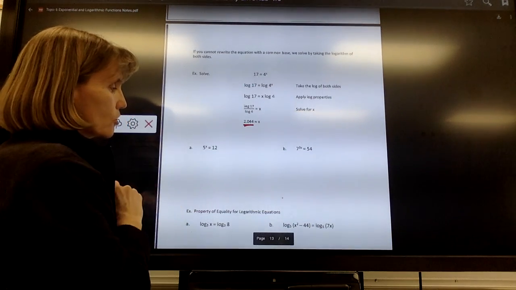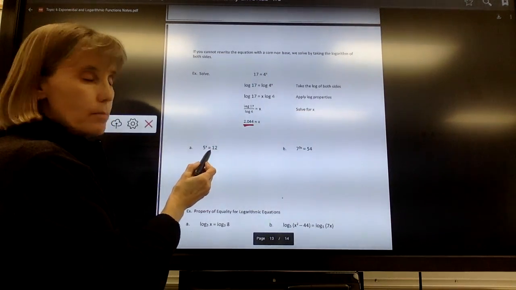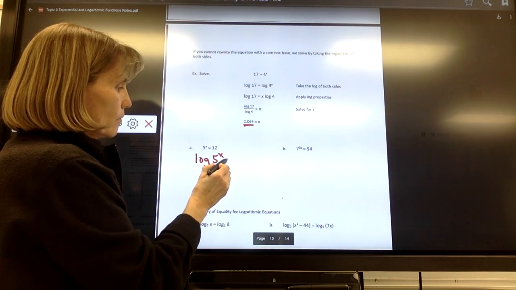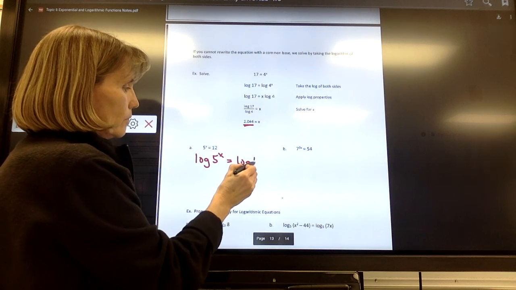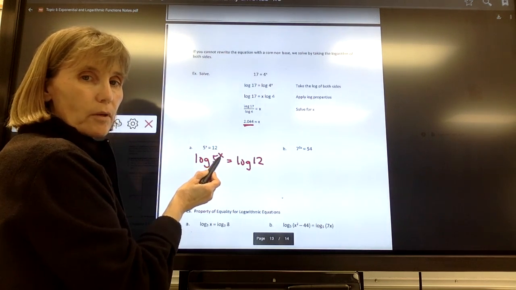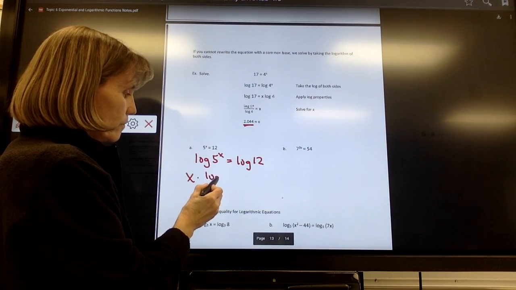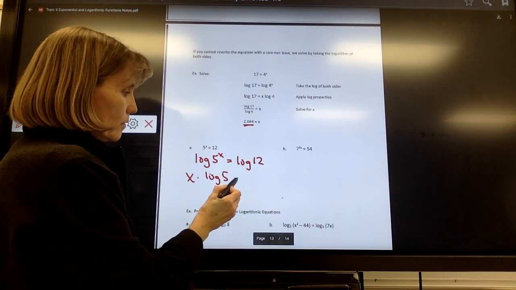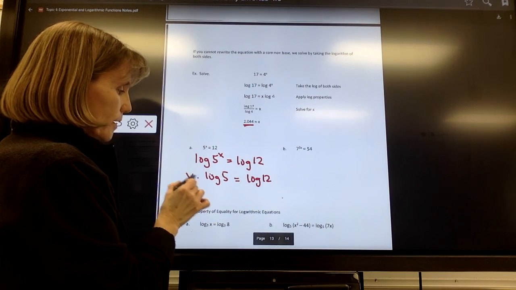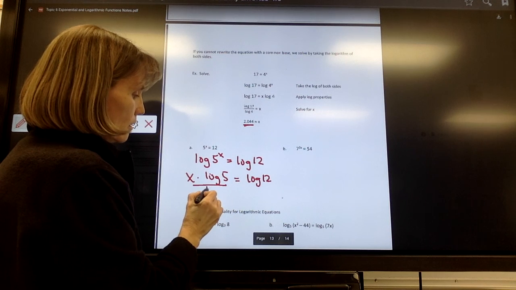So when I go to solve letter A here, I've got the number 5 and 12. They do not have a common base, so I'm going to go ahead and take the log of both sides. I'm going to apply my property here. I've got an exponent here, so I'm going to bring it out front as a multiplier, so that's x times log 5. To get x by itself, I'm going to undo this multiplication, so I'm going to divide by the log of 5.